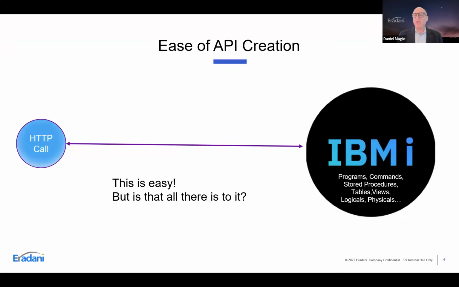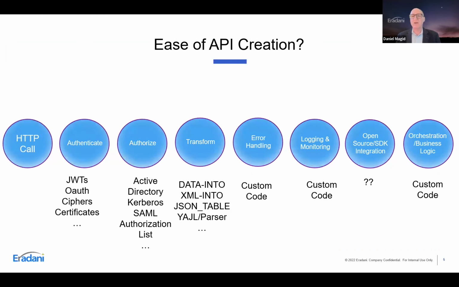But again, is that all there is to it? That seems really easy. I create that API endpoint, but there's a whole lot more going on under the covers of things that you have to do when you create these APIs. So yeah, I've got the HTTP call, but I've also got to authenticate that person. I've got to make sure, is this somebody who's allowed to use my API? And then if they're allowed to use it, what is it that they're authorized to do? Can they see the entire table? Or maybe I want to limit them to just certain columns and certain rows of the table.